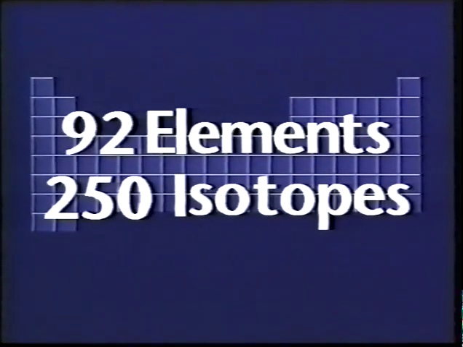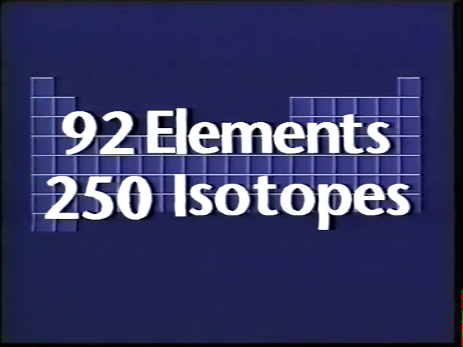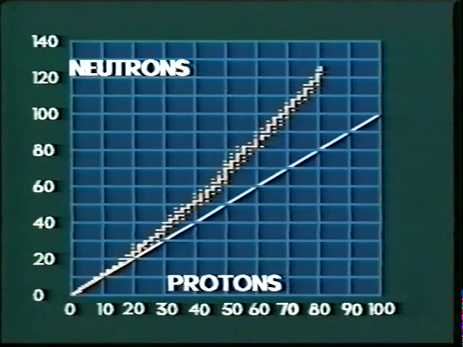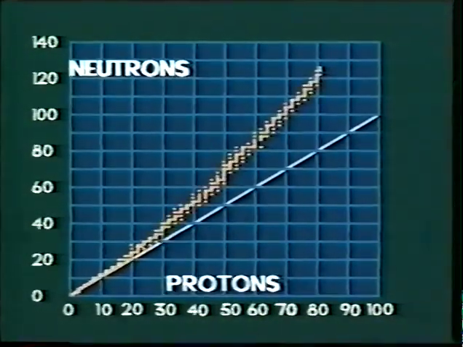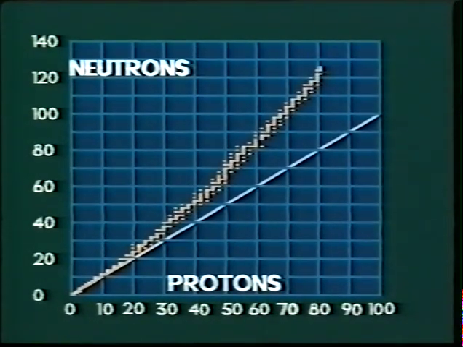In the first 92 elements of the periodic table, there are around 250 different natural isotopes. When a neutron is added or removed, many nuclei will become unstable and disintegrate. This graph shows the combination of protons and neutrons that are stable. Everything outside this range is unstable, which means radioactive.